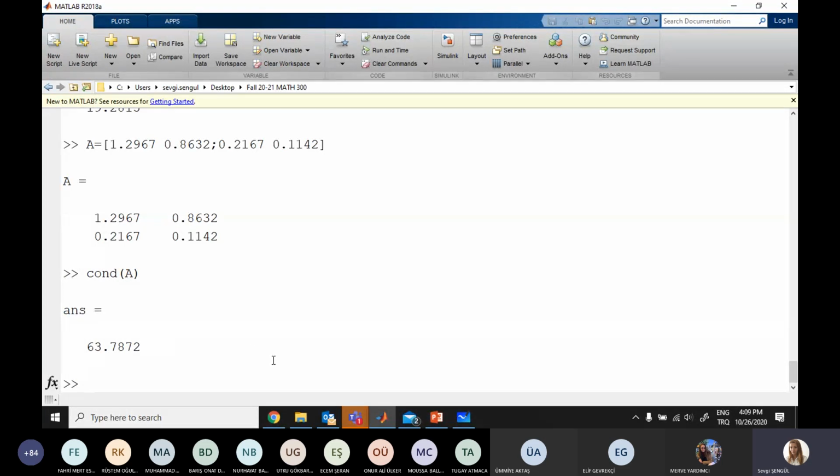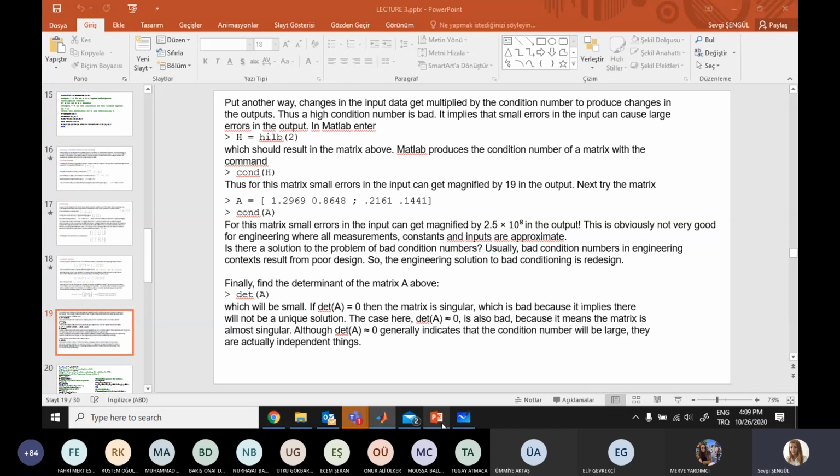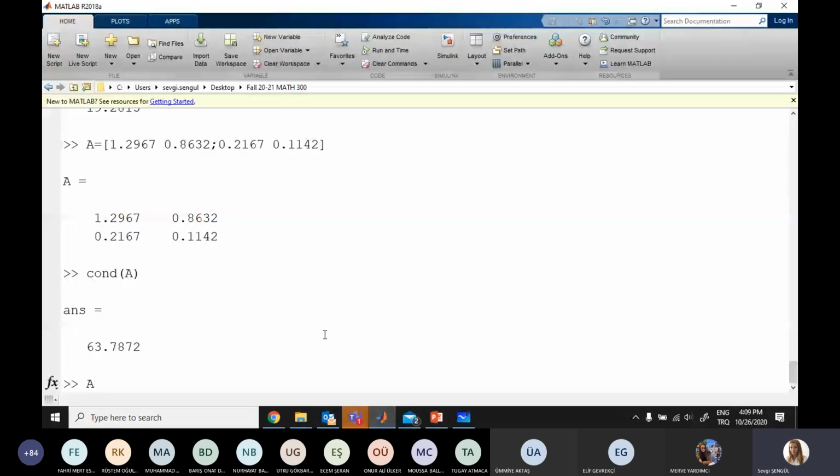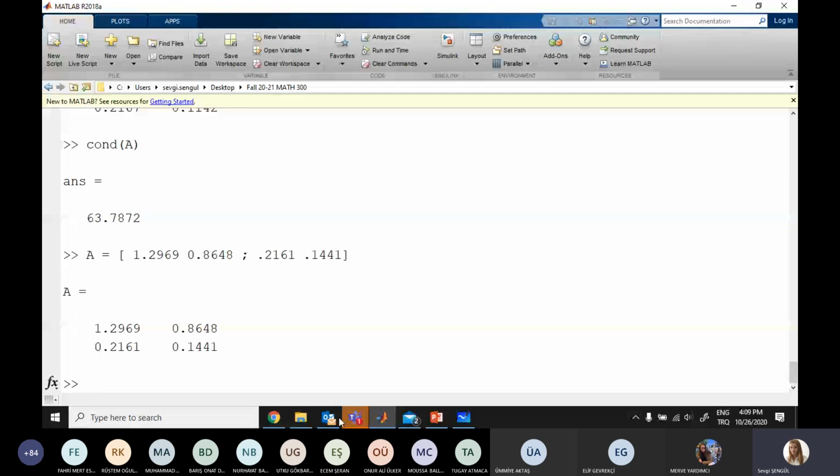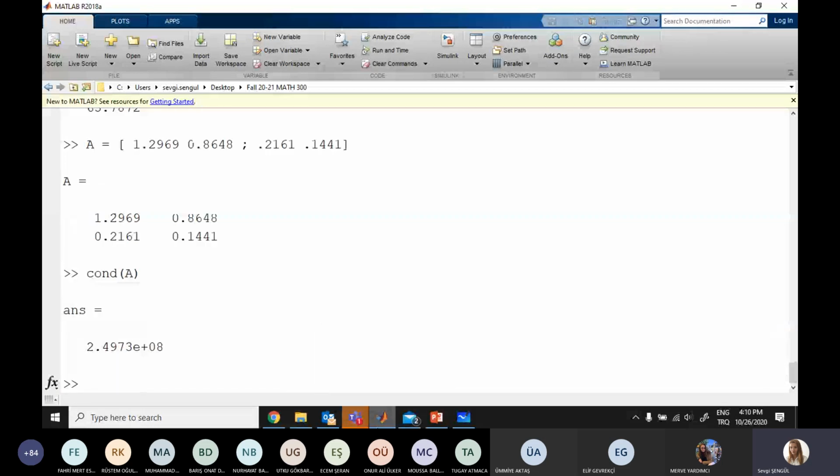And let's find the determinant. Okay, let me define another one. I think this is better. I will copy paste from there because it's harder. I want to show you this one because this has a really big condition number. And look at that, look at the 10 to the 8. So if you change your input a little bit, the difference in the output can reach 10 to the 8th. And this is what we don't want.